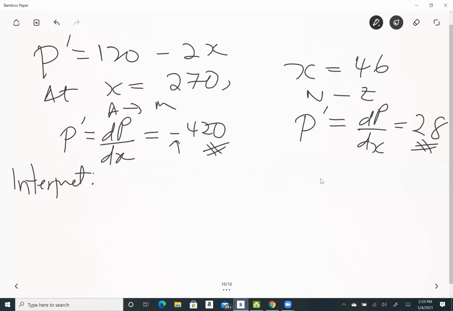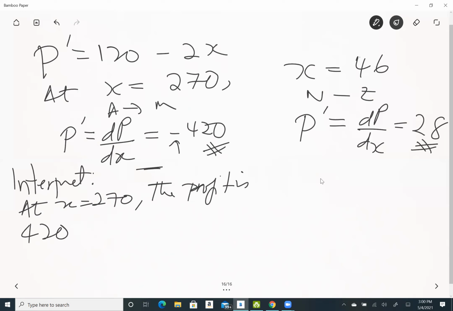Okay, Yani. If the product is 270, the profit is negative 420. Okay. So at X equal to 270, the profit is 420. Woi, jauh betul ni. Fatin. Buat balik. Ini salah jauh ni.